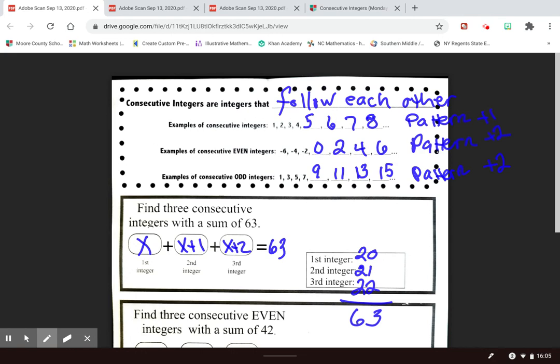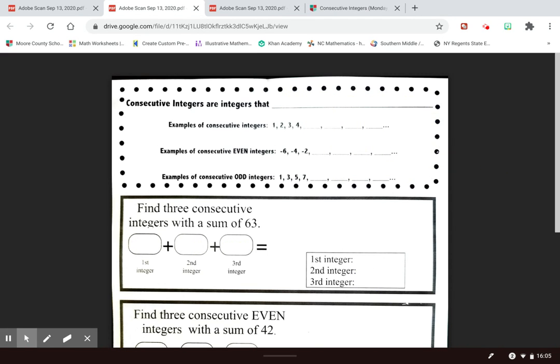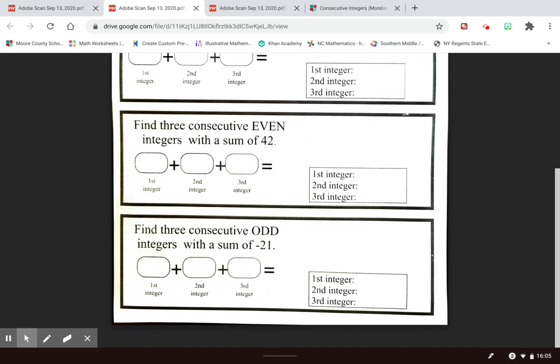Now, I know some of you out there might be saying, well, I could just figure that out by myself through another different method. And that's well and good, but that method is not going to work all the time. So we need to have an algebraic way to solve these. And that's what I'm giving you today, an algebraic way to solve it. Okay? And this is the way that I want to see you solve these. So let's go on to the next one, which says find 3 consecutive even integers with a sum of 42.